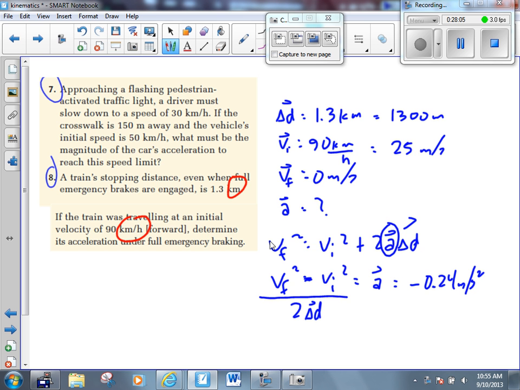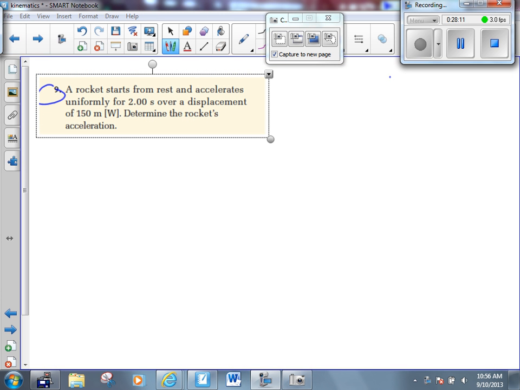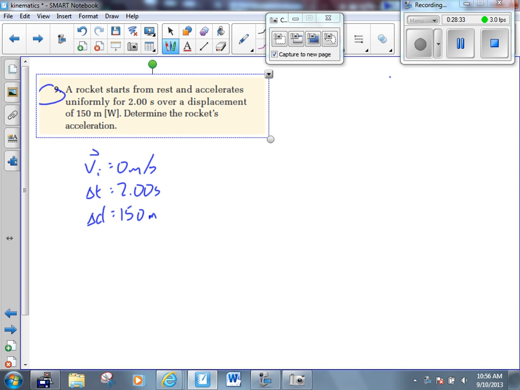But okay, we had one more, I think. It was number 9. The rocket starts from rest and accelerates uniformly for 2 seconds over a displacement of 150 meters. What's the rocket's acceleration? VI is 0. T is 2 seconds. Displacement is 150. And we want to find A, right? We want to find A.